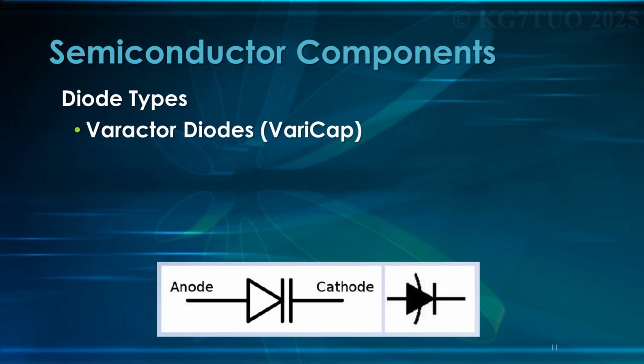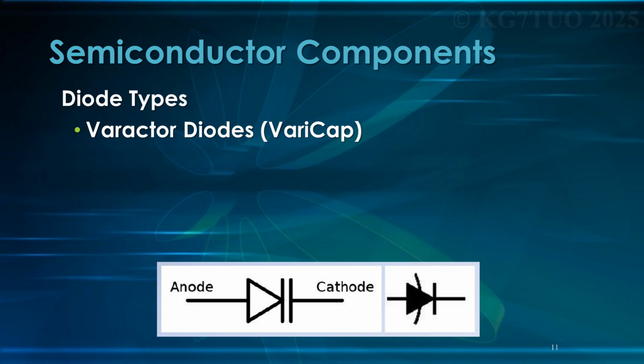Varactor diodes, you got an anode and a cathode, and it's called a varicap. You see that right there? The cap is for what? Capacitor maybe? And that's a capacitor right there. So you got a diode and a capacitor. It's called a varicap. That's another symbol for varicap. It's the same thing? Yes.